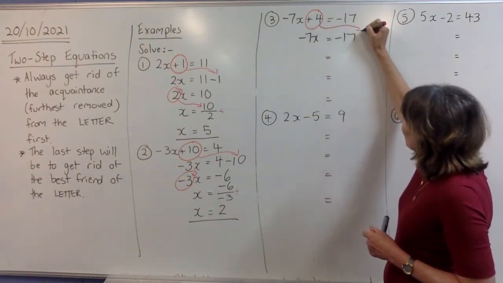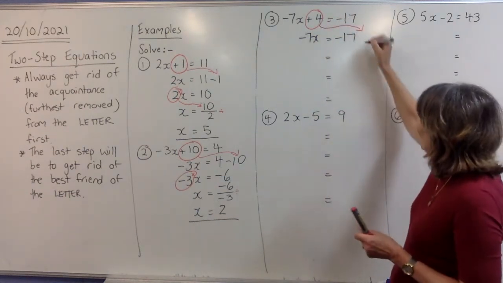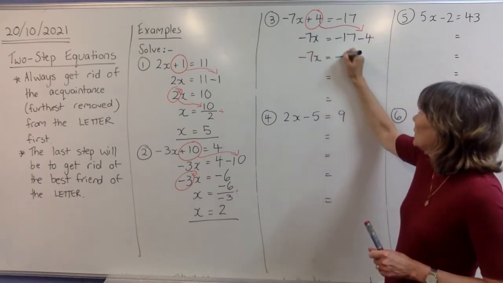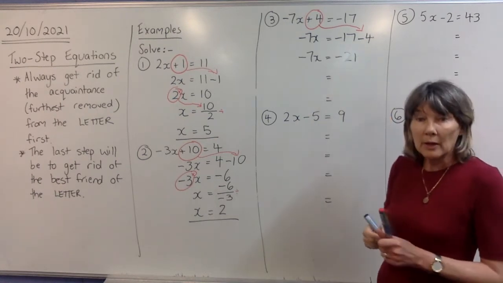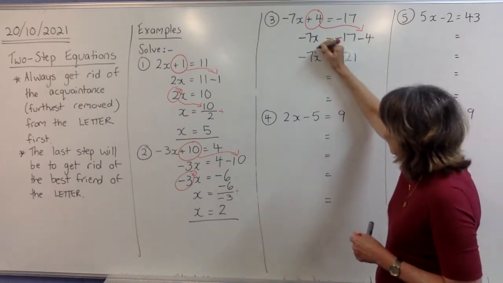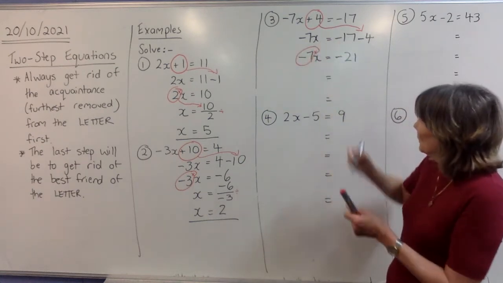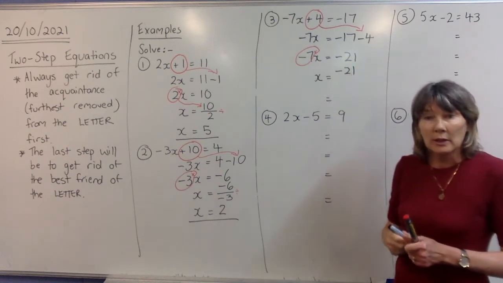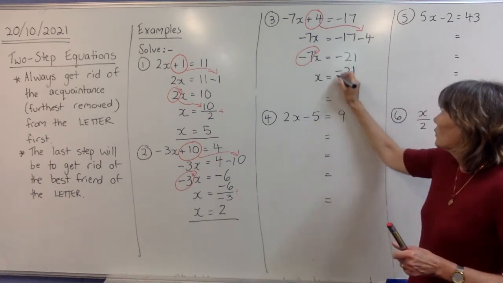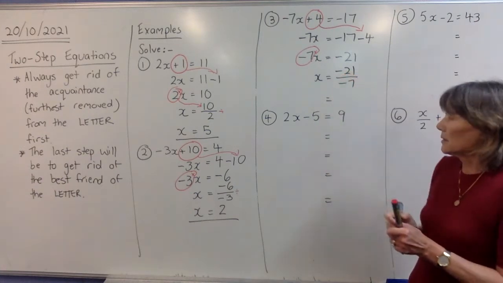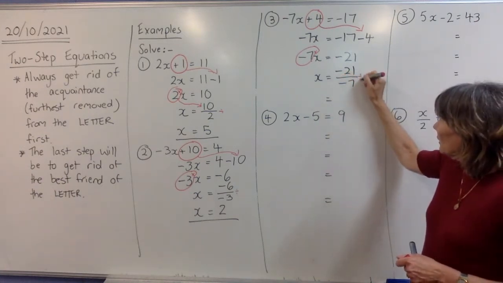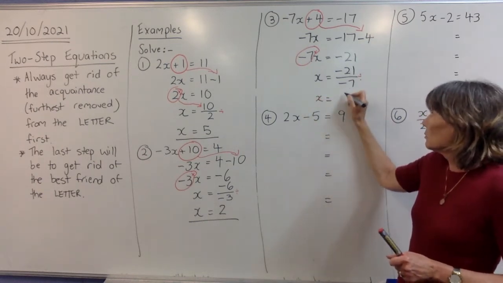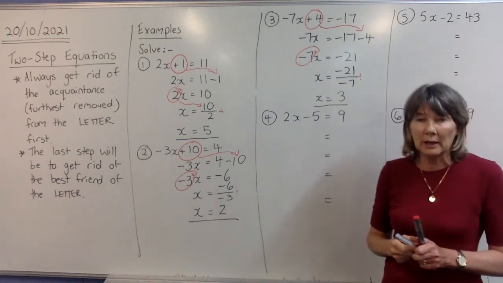We're doing the opposite of plus 4, which is minus 4. Copy this down. Use your calculator and that will give you minus 21. Then we're getting rid of your best friend, which is times minus 7. So when we get rid of it, the x is by itself. Copy down our minus 21 first. And now we're doing the opposite of times minus 7, which is divide by minus 7. So now when you go to your calculator, use your fraction key and put that in. You'll end up with x equals 3 when you put that in your calculator.